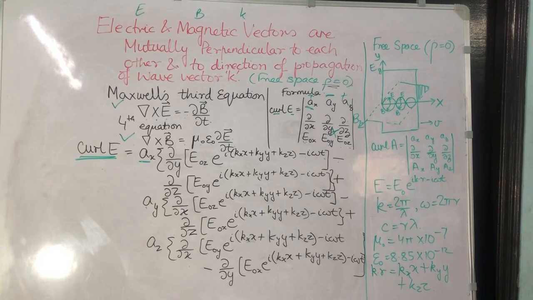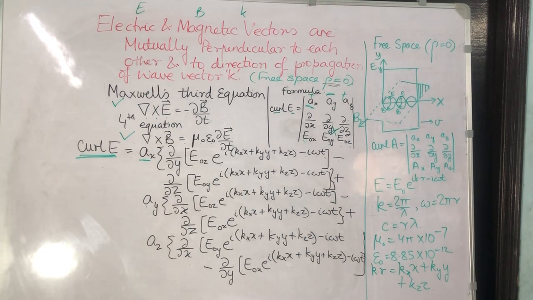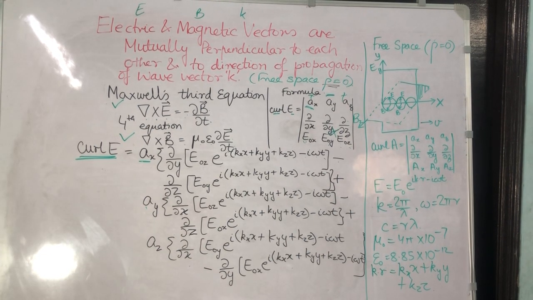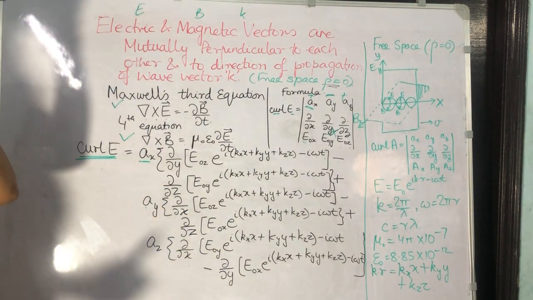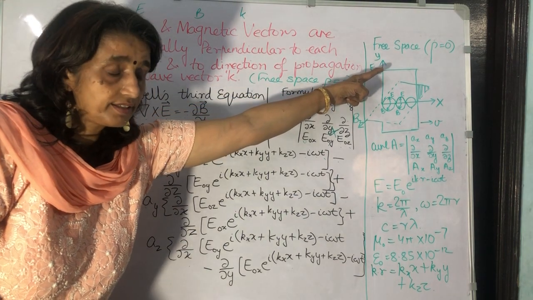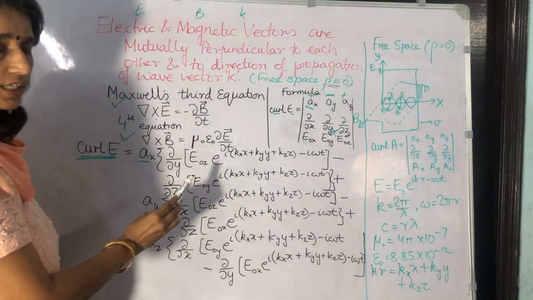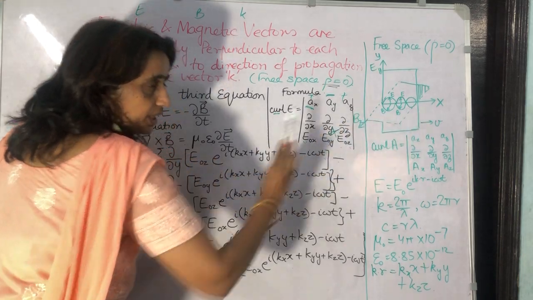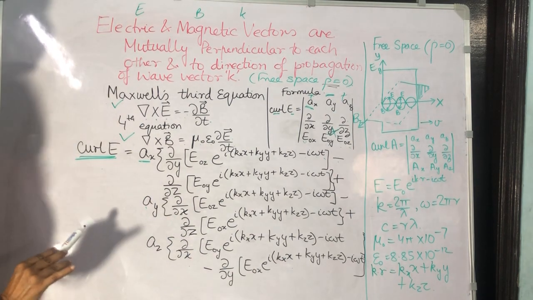Hello students, in today's lecture we are going to prove that the electric and magnetic vectors are perpendicular to each other and also that they are perpendicular to the direction of propagation of the wave vector k in free space. Free space means no charges are present, charge density is 0. The electric field is traveling perpendicular to the magnetic field and the wave is propagating in the x direction. So the electric and magnetic vectors are perpendicular to each other.